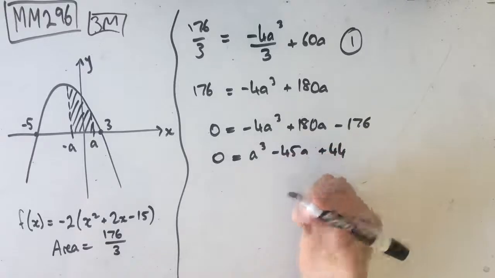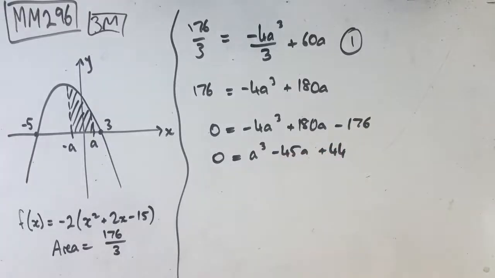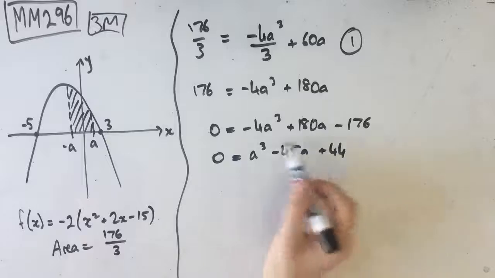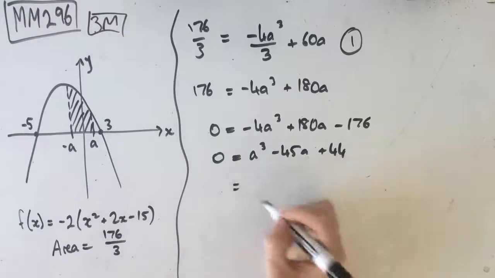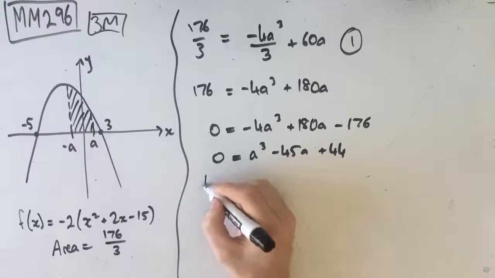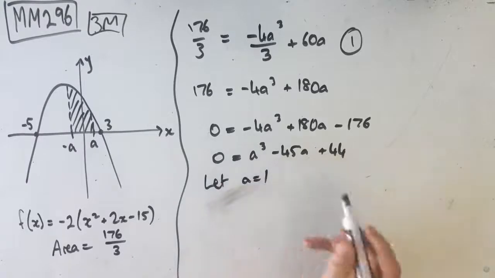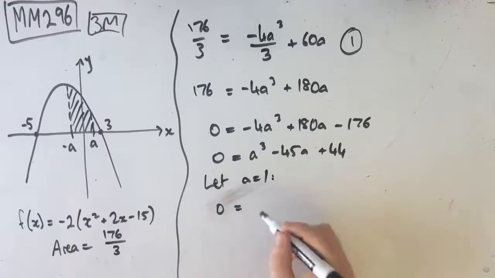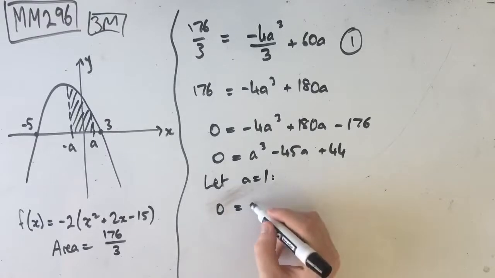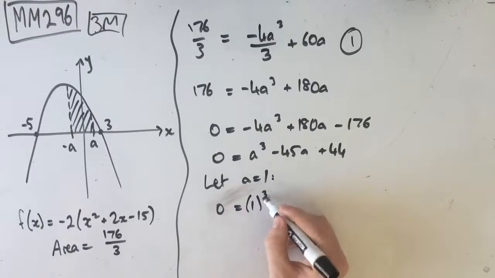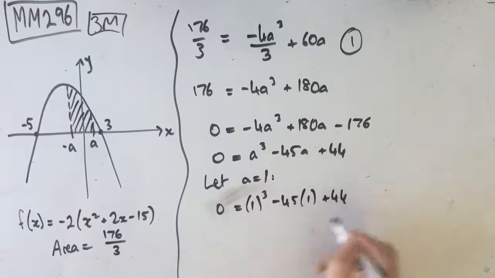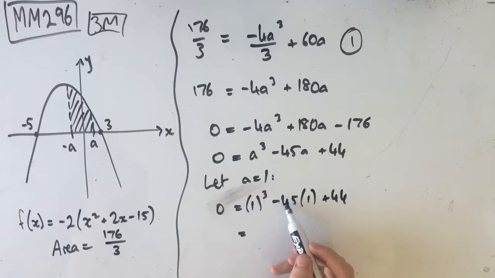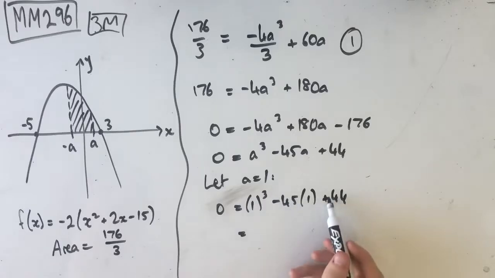So now, because we don't have a calculator, we're going to need to do this a bit of a long way, unfortunately. So what we're going to need to do is find a factor of this polynomial so that we can then long divide it. So I'm going to say let a equal 1. Which means 0 equals 1 cubed, take 45 times 1 plus 44. So 1 minus 45 is negative 44, plus 44 is 0.